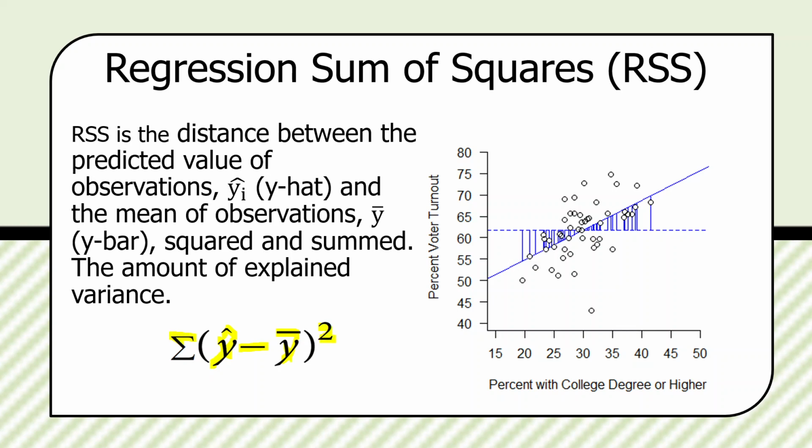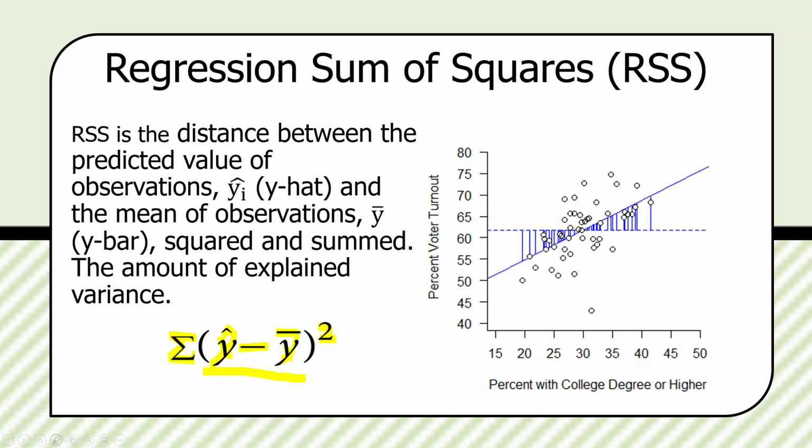And formally, here's how it's represented. Again, the predicted value of y hat, minus the mean of y, which is now, we're explaining this amount, we're explaining this distance between the mean, this proportion of the distance between the mean and the individual observations in each case. This is called regression sum of squares.